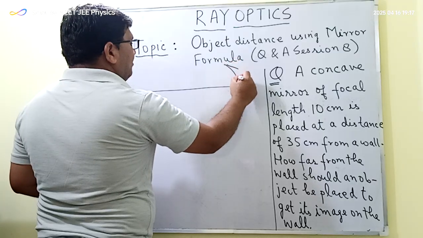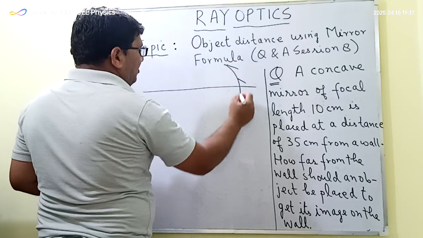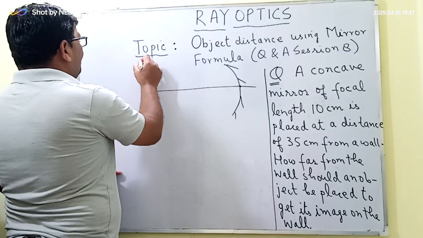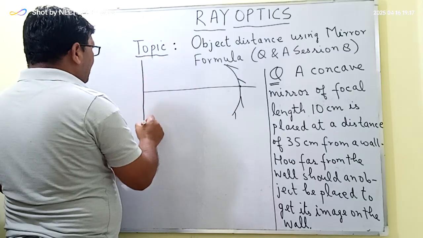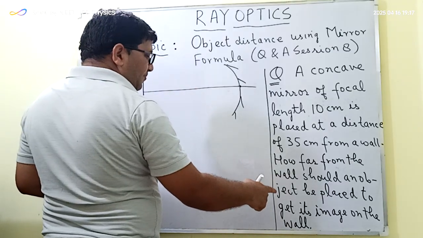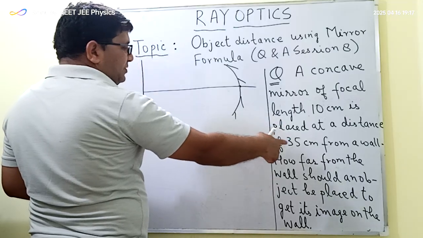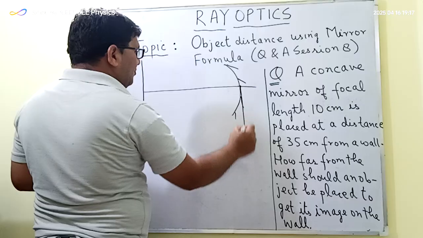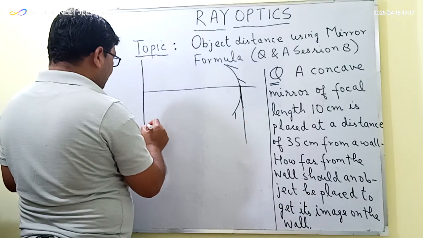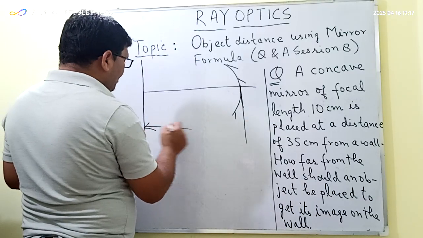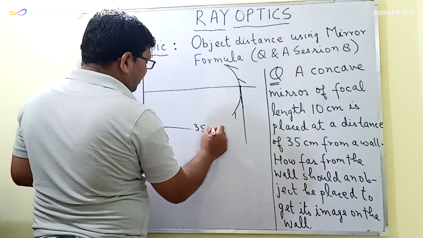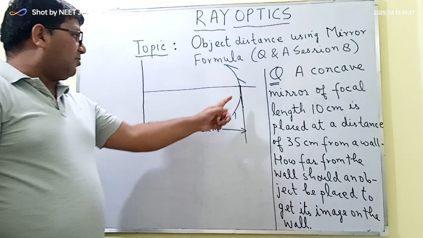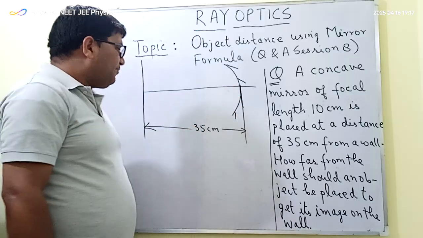So this is a concave mirror and this is the pole of it, and let us say this is the wall which is placed at a distance of 35 cm from this concave mirror. So this distance is equal to 35 cm. Now this is the distance of the image from the pole of the mirror.